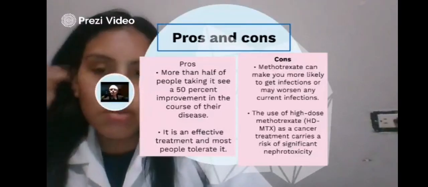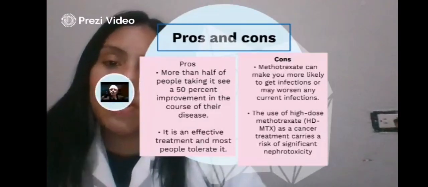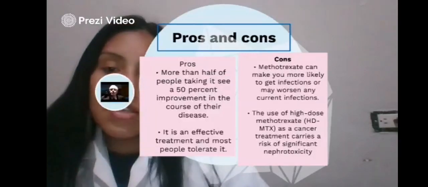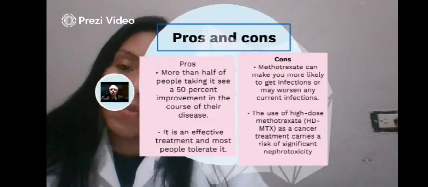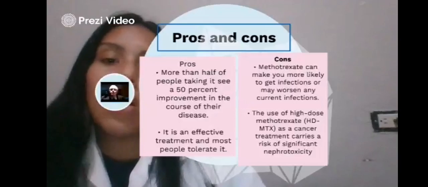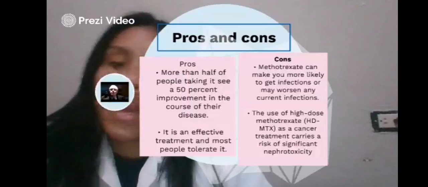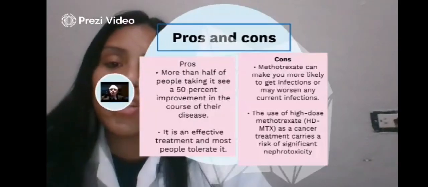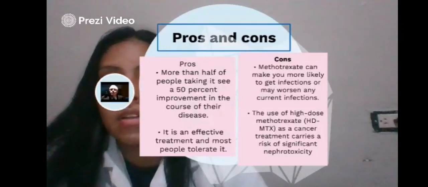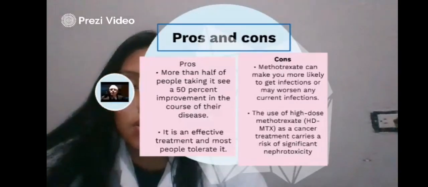Pros and cons. Pros: more than half of people taking it have a 50% improvement in the course of their disease. It is an effective treatment and most people tolerate it. And cons: methotrexate can make you more likely to get infections or may worsen any current infection. The use of high-dose methotrexate as cancer treatment carries a risk of significant neuropathy.